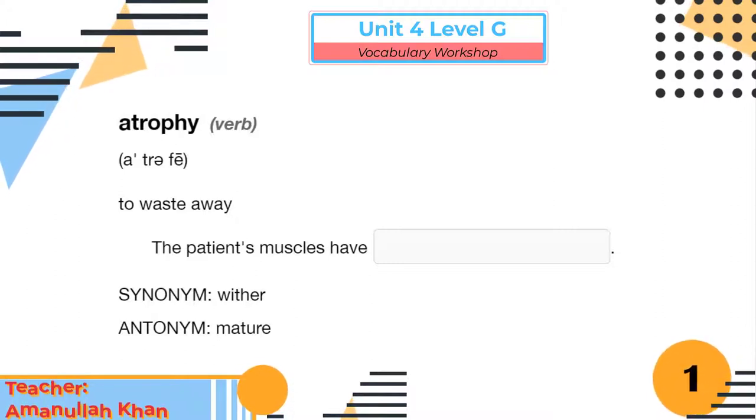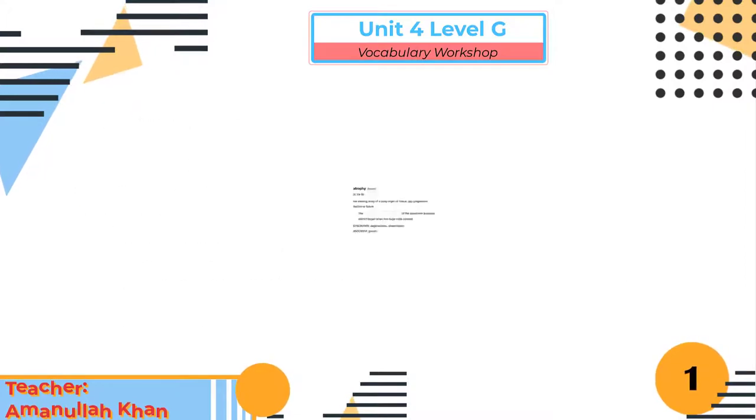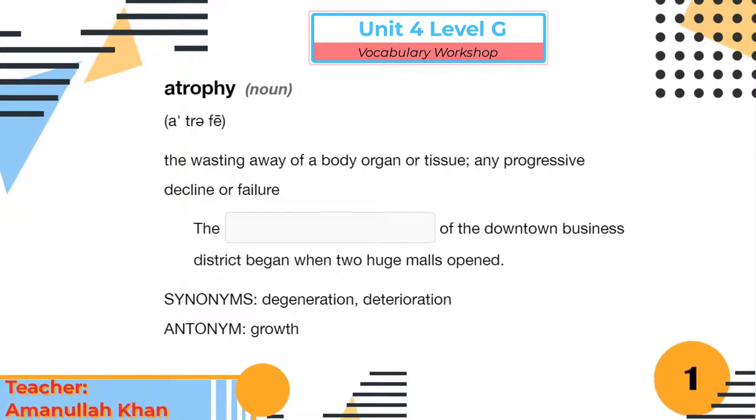Now you say atrophy. Try the word again. Atrophy is a noun, meaning the wasting away of a body organ or tissue.